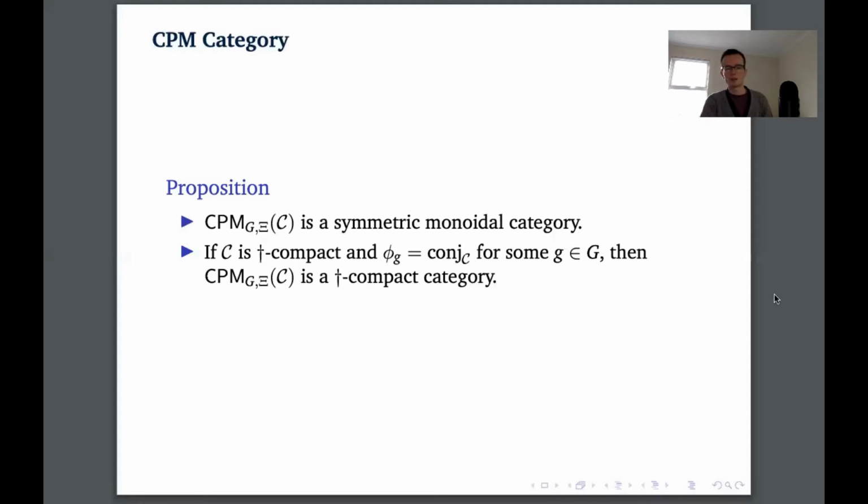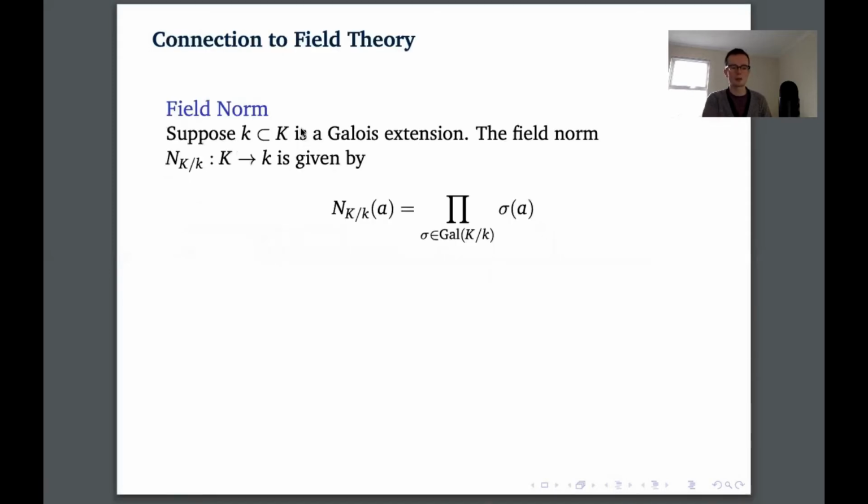Okay. So what's the connection between these CPM categories and field theory, and in particular Galois theory? Well, if we suppose that we have a Galois extension, big K, of some field little k, then there is a map known as the field norm N, which sends elements in big K back down to little k. It's given by the following expression: on some element A of big K, it's a product over the image of A under each automorphism in the Galois group. Now, this expression looks quite similar to the folding functor that we defined earlier, and indeed it is.